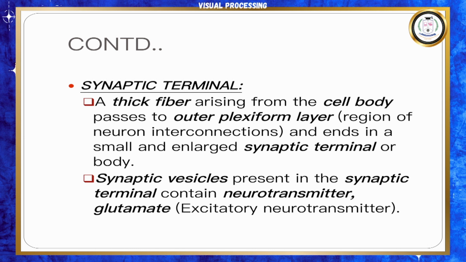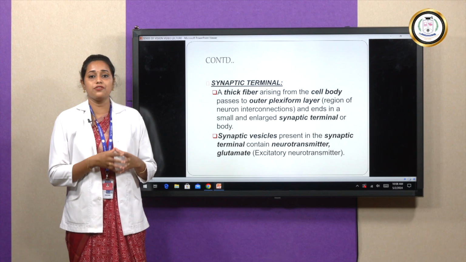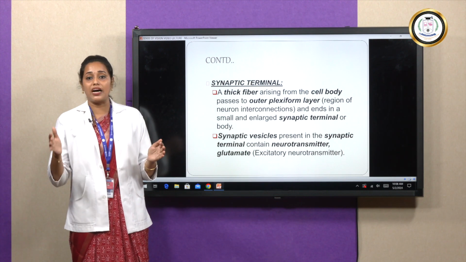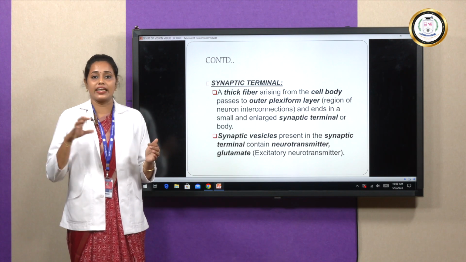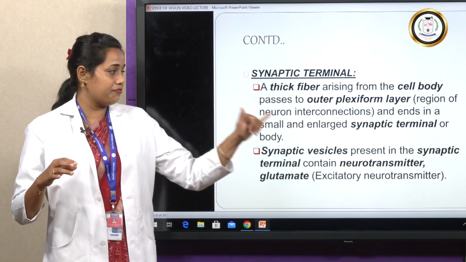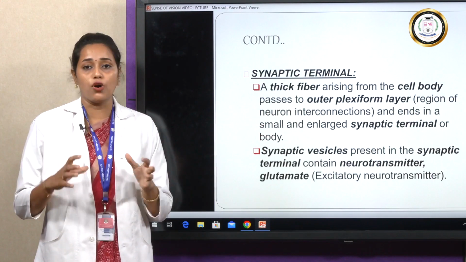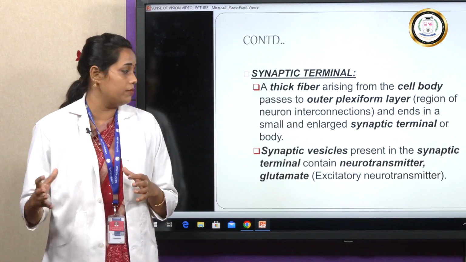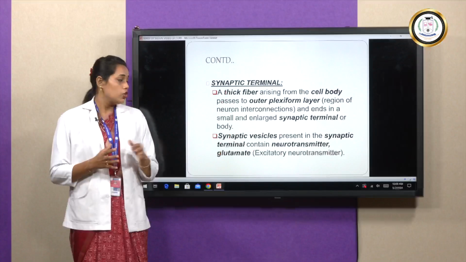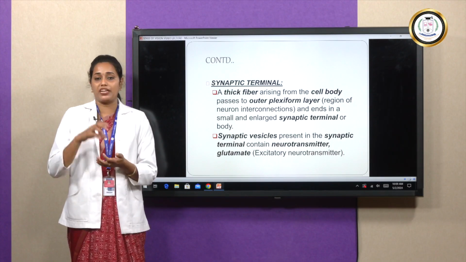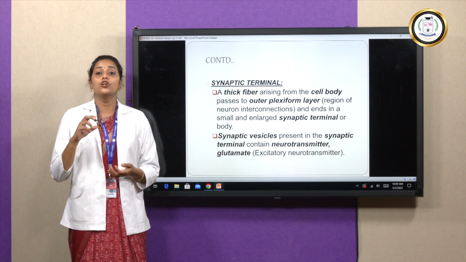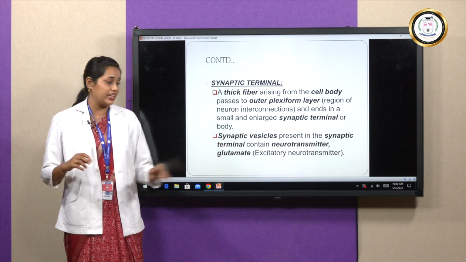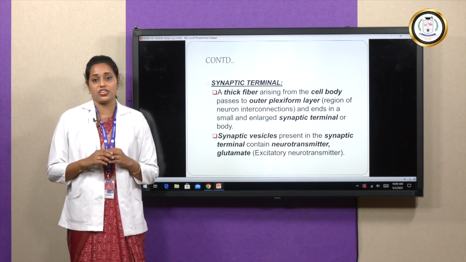Next comes the synaptic terminal. The synaptic terminal is a thick fiber which arises from the cell body and then passes through the outer plexiform layer. This outer plexiform layer is the interconnection of neurons, and from there it ends in a small and enlarged synaptic terminal or synaptic body. We have synaptic vesicles present in the synaptic terminal and it contains a neurotransmitter called glutamate. This glutamate is an excitatory neurotransmitter.